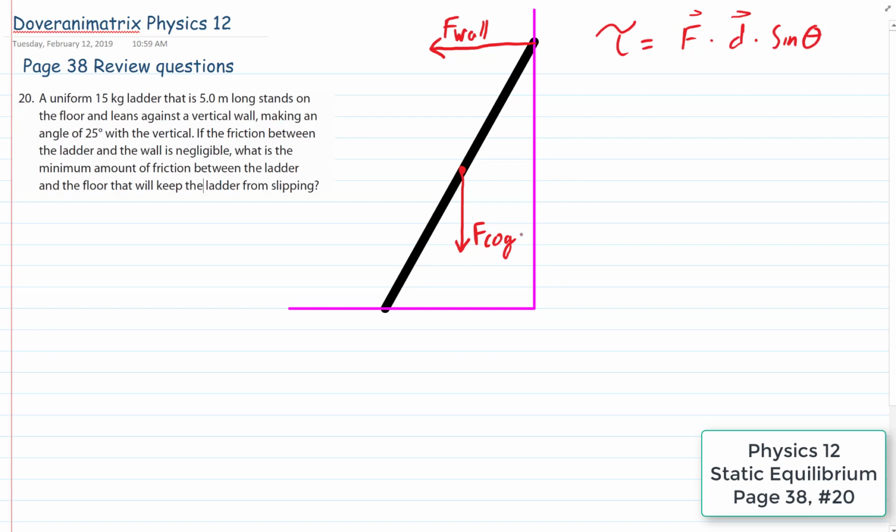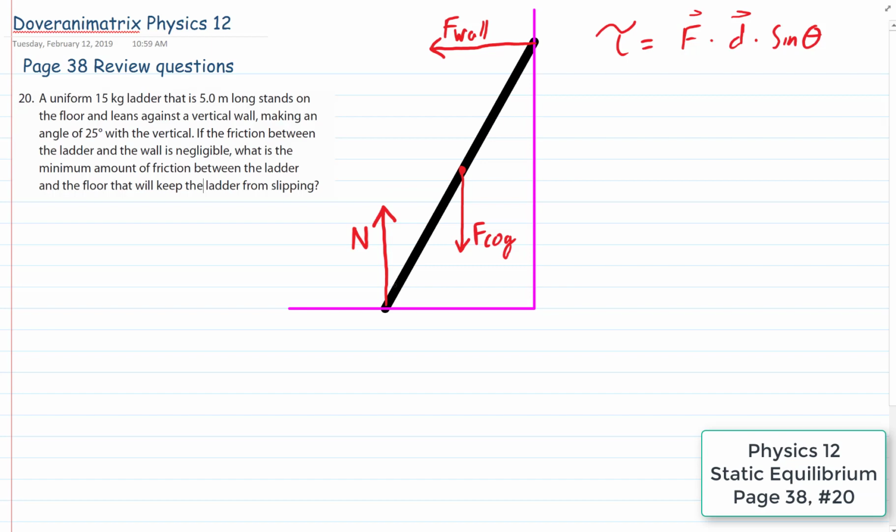gravity's pulling down on it. It is sitting on the floor, so there is a normal force upward. And there's one more force. It says, what is the minimum amount of friction between the ladder and the floor? So there's friction on the, which way is that friction?